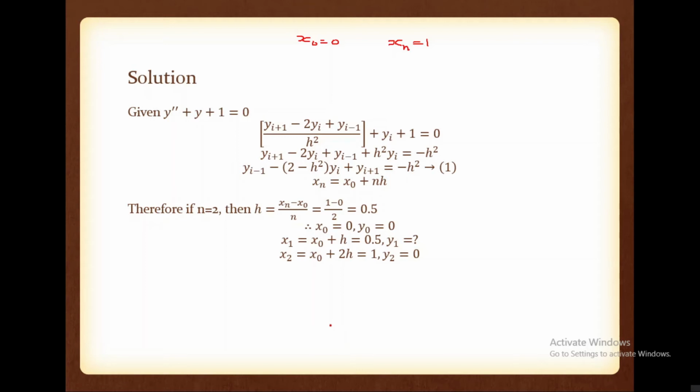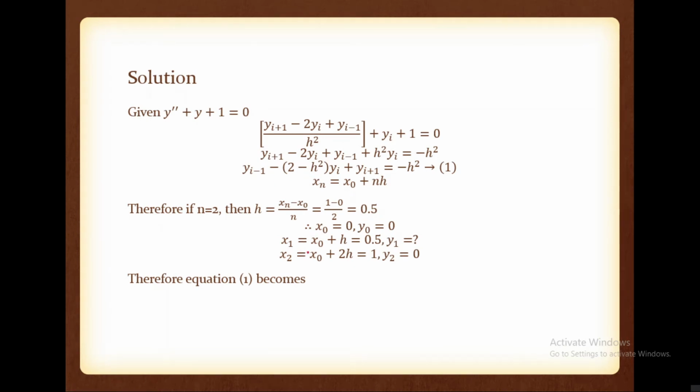So take equation number 1. Now here we have h. What is the value of h? h is equal to 0.5. Substitute this 0.5 into h. So what do we have? We have y(i minus 1) minus (2 minus 0.5 square) into yi plus y(i plus 1) equal to minus 0.5 square. I am not substituting directly here, so we can substitute the h value here.